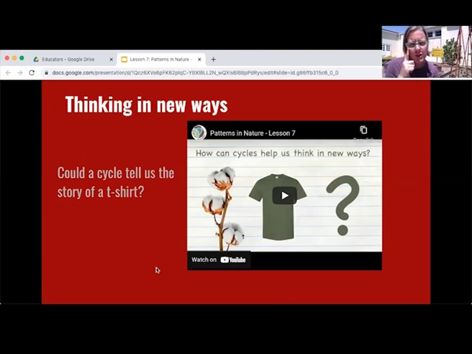But what I'm most curious about is, can we tell the story of a shirt in a circle or a cycle, just like we did with our banana and just like we did with our chickens?